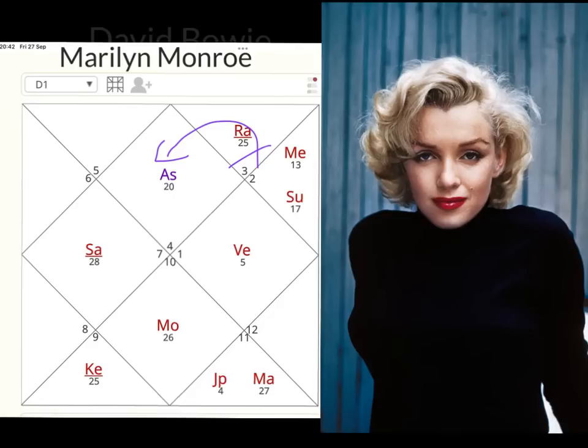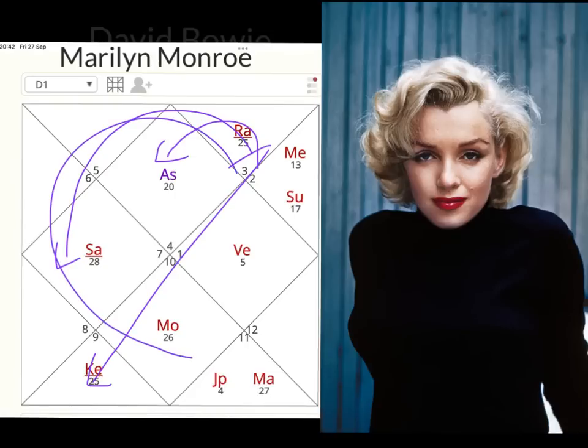Rahu is aspecting as well by his 100% aspect to Ketu, of course, to the 6th house of enemies. Rahu aspects, 5th aspect of course we know, to Saturn here, and again to Mangala, Jupiter, the Mahadasha where she died. And of course, this is all about Rahu Mahadasha. Look how accurate Vedic astrology is. It's pretty incredible, isn't it?